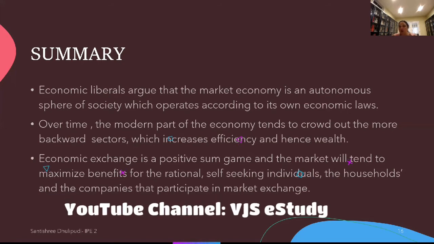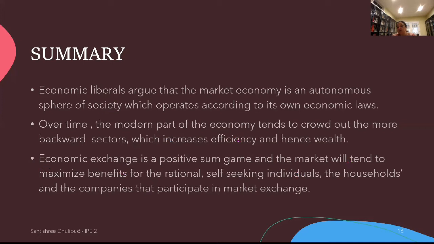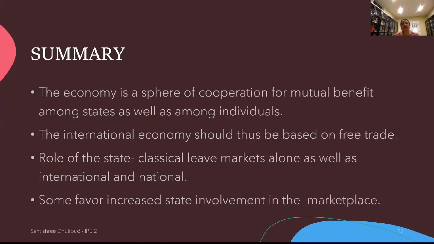Summary. Economic liberals argue that the market economy is an autonomous sphere of society, which operates according to its own economic laws. Over time, the modern part of the economy tends to crowd out the more backward sectors, which increases efficiency and hence wealth. Economic exchange is a positive sum game, and the market will tend to maximize benefits for the rational, self-seeking individuals, the households and the companies that participate in the market exchange.